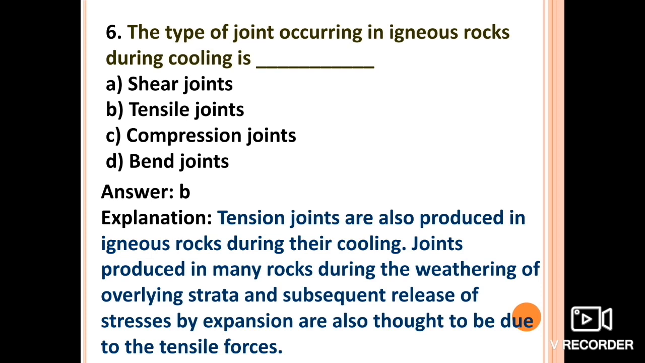So joints produced in many rocks during the weathering of overlying strata and subsequently release of the stresses by expansion, they are also thought to be the tensile stress, formed due to the tensile forces. Okay, so the type of joints which occur in igneous rocks during the cooling process are known as tensile joints. Option B is the right answer.